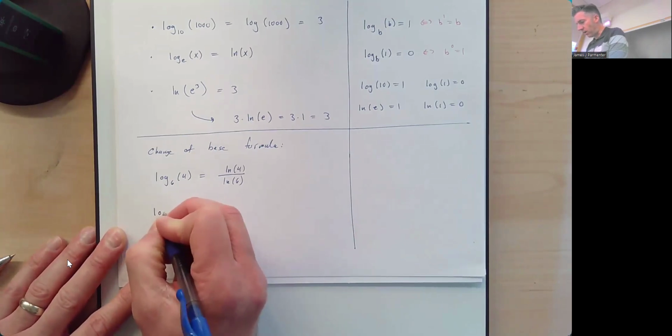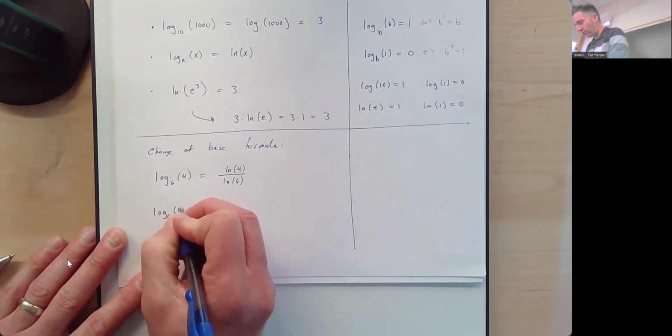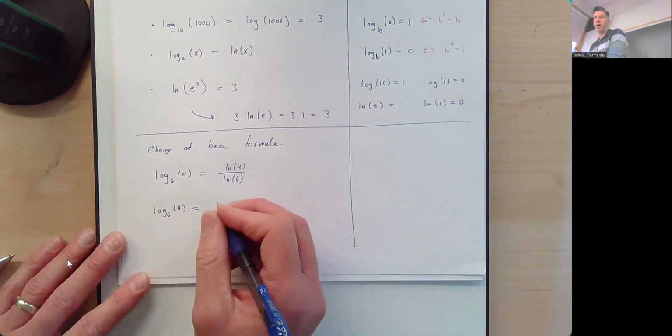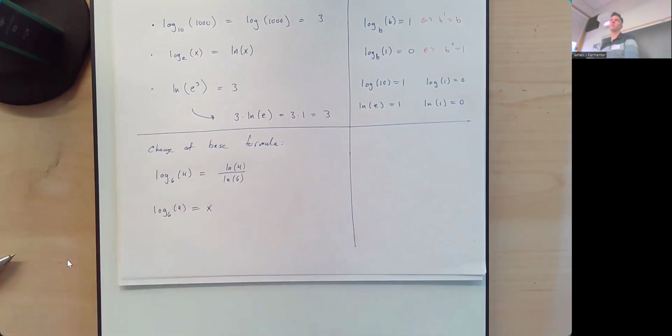I said log base 6 of 4 is equal to some number. I'm going to call it x because x is typical. And now let's rewrite this as an exponential equation. So let me ask everybody, people on Zoom too, you can think about the answer. What's my base? Is it 6? Is it 4? Or is it x?